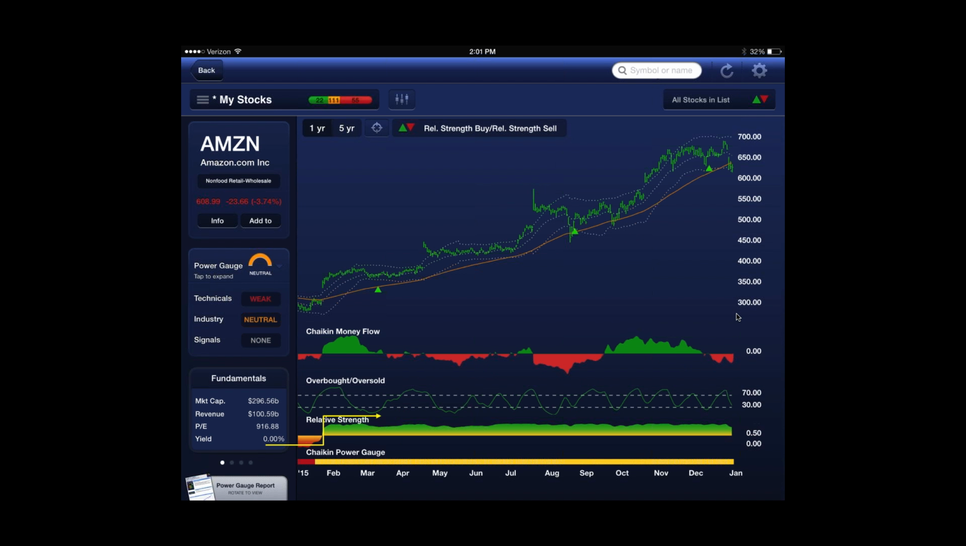And then our final example of a personality change is a stock we alluded to, which is Amazon. Power gauge has been neutral. It had been bearish, but the stock reported better than expected earnings in late January of 15, and it's been on a tear ever since. It's sort of giving up some of that right now, down 4% today. But Amazon went from 350 to almost 700, and along the way you got some relative strength buy signals.